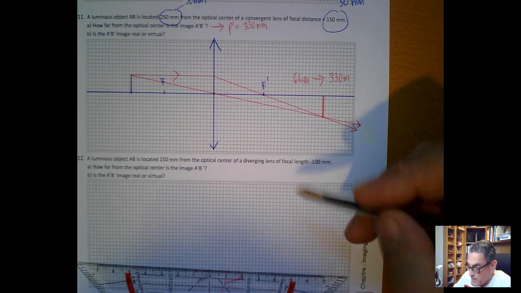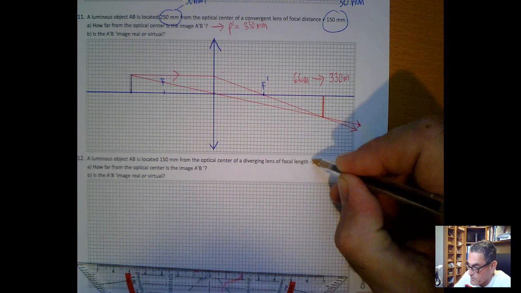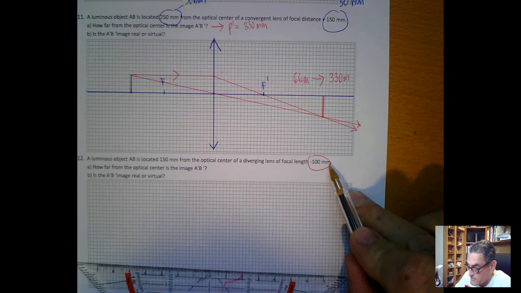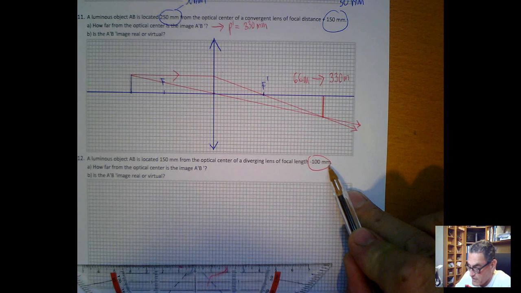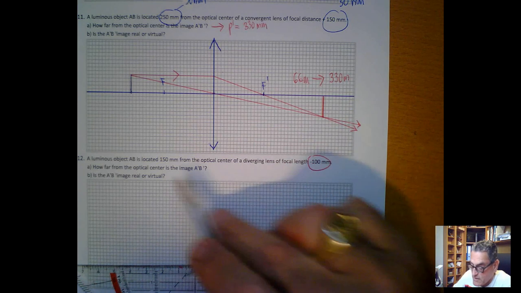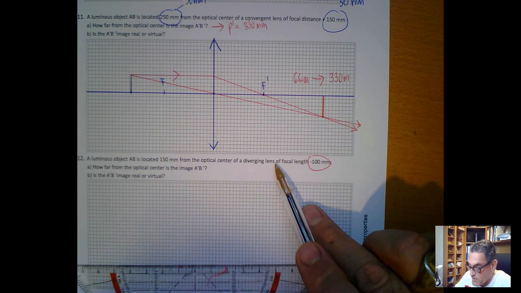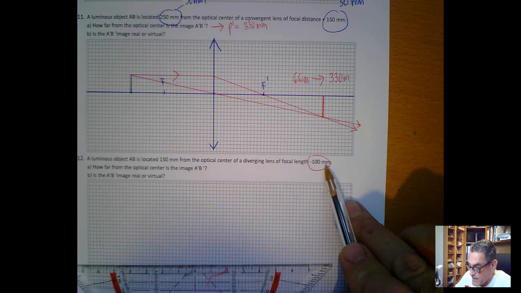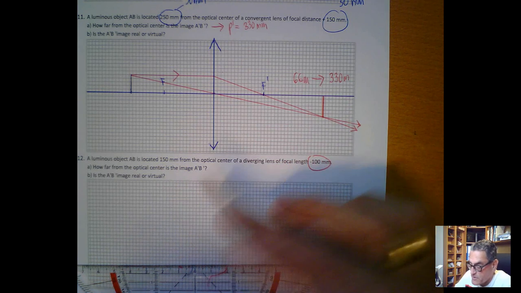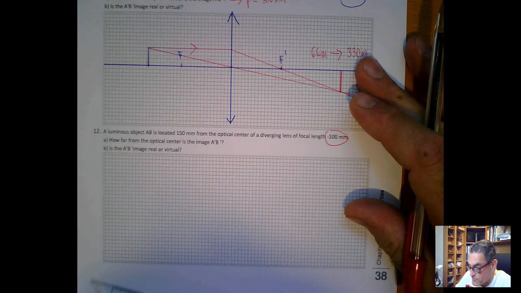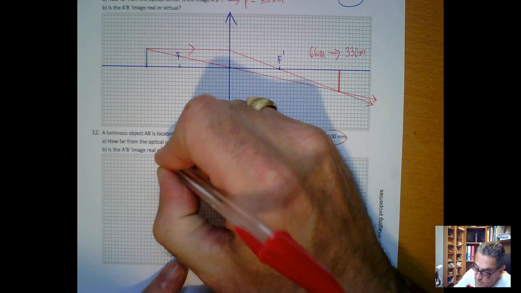Now we have a diverging lens. Notice that for a diverging lens, we have a negative focal length, which is normal. Okay. And we have an object which is 150 millimeters from the lens, and we want to find an image. Of course, what do you think? It's going to be real or virtual? It's going, of course, to be virtual, because this is a divergent lens.